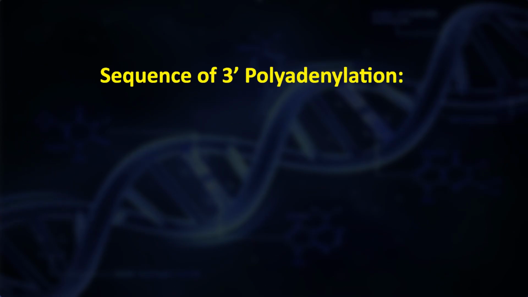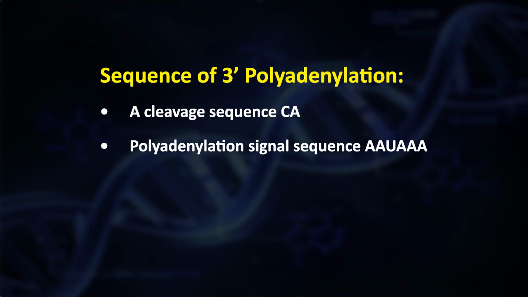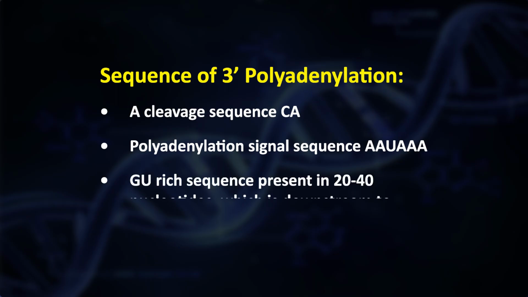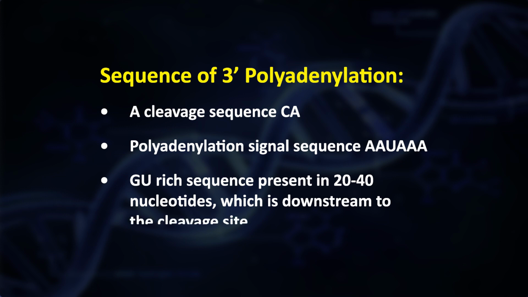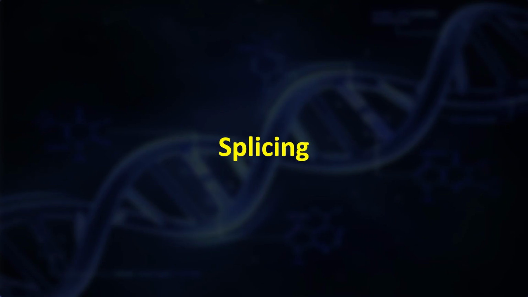Dear students, the sequence of 3' polyadenylation: a cleavage sequence CA, a polyadenylation signal sequence AAUAAA, and a GU-rich sequence present 20-40 nucleotides downstream to the cleavage site. Now let's discuss the splicing mechanism.